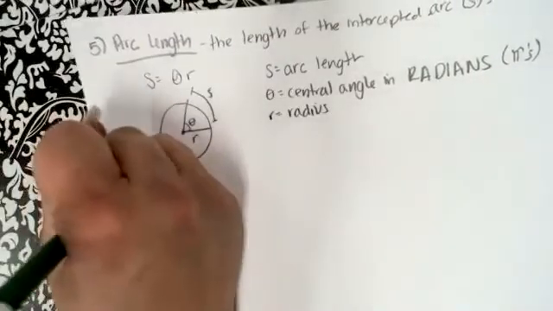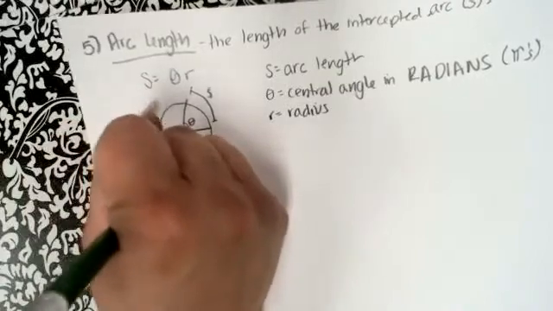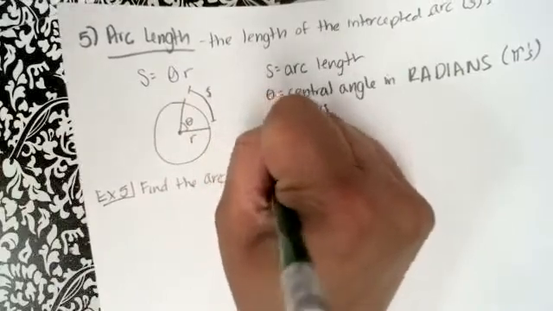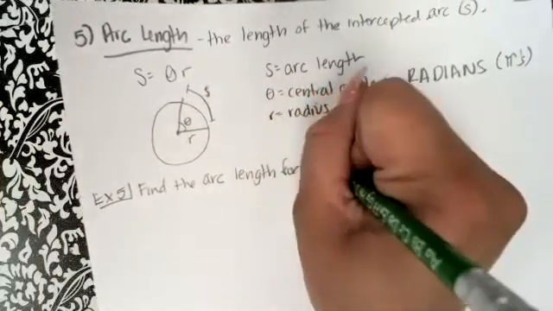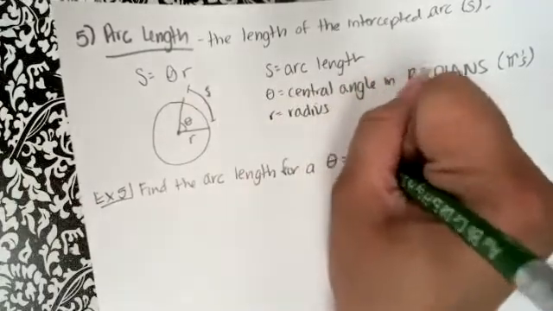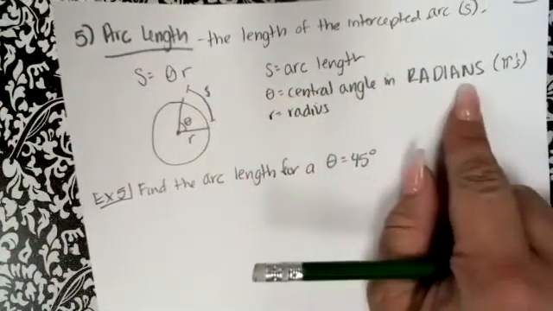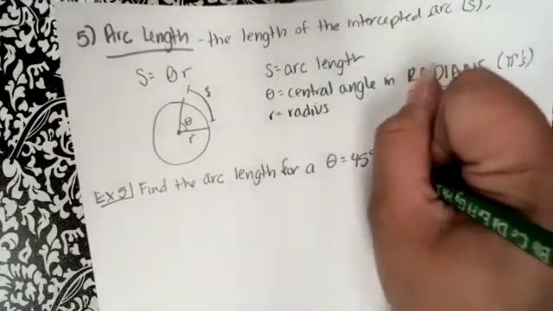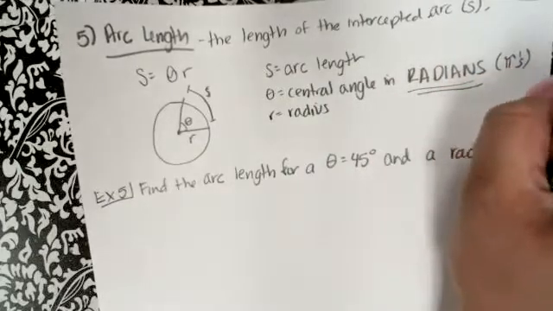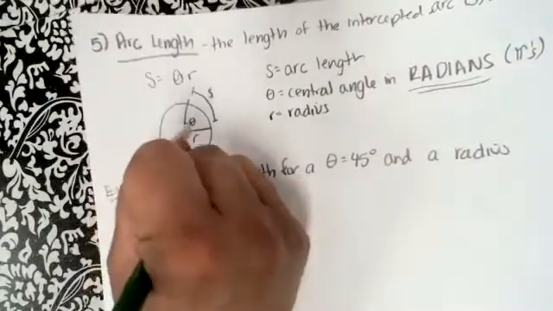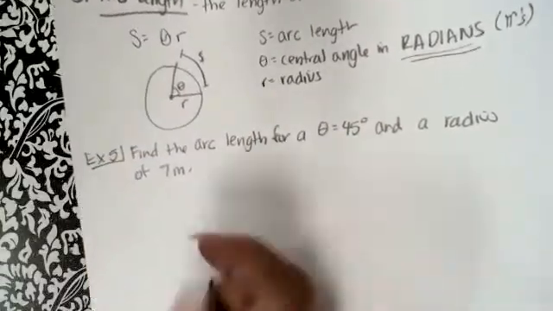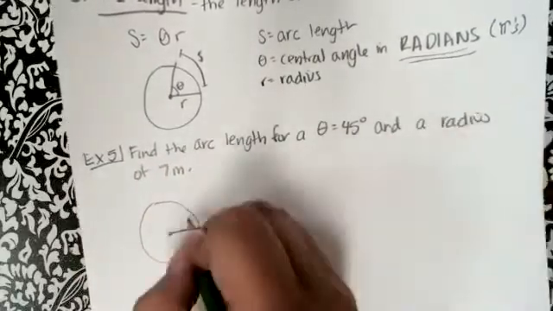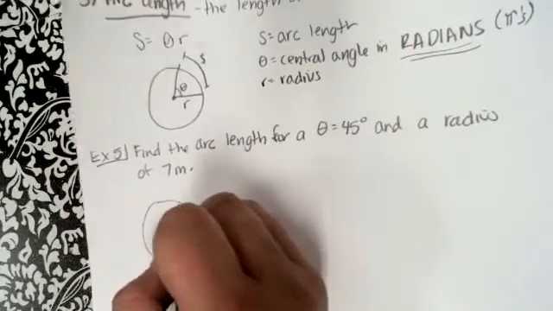So second to the last example, we need to find the arc length for a theta of 45 degrees. Okay, do not plug in 45 degrees because I just finished telling you that it needs to be in radians. So I'm going to need to change that to radians. And a radius of 7 meters. So this is what the picture is going to look like. So my radius is 7 and my angle is 45. 45 is going to look like this.